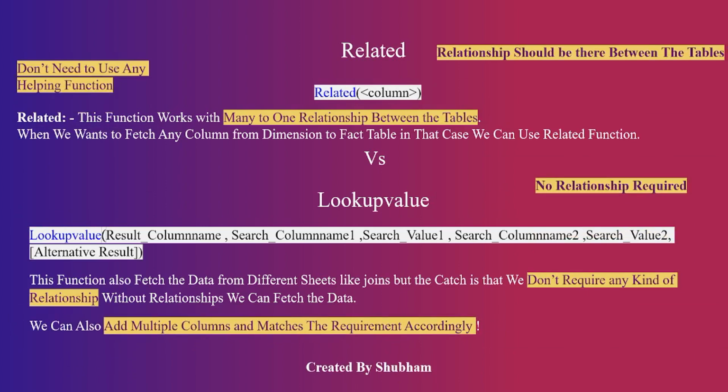And one more difference, guys, which you can elaborate: we can also add multiple columns and match the column requirement accordingly. But under the RELATED function, guys, you can't add any other columns. It works only on the basis of a single column, and one at a time you can only fetch a single column. Multiple columns you can't fetch with the help of the RELATED function. So I hope you guys are clear with the difference between RELATED versus LOOKUPVALUE.